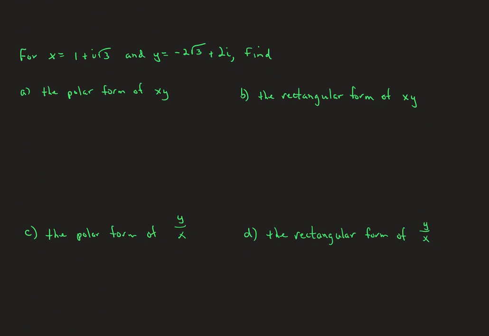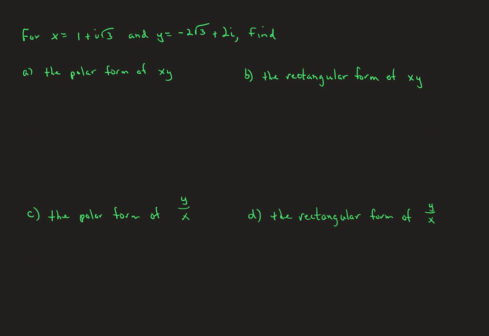Okay, now we're going to look at x being 1 plus i square root of 3 and y being negative 2 square root of 3 plus 2i. And we're going to find the polar form of xy. So first we're going to need to find the polar form of x and y. So the r for x is going to be the square root of 1 plus square root of 3 squared is 3, so that's going to be square root of 4, which is 2.